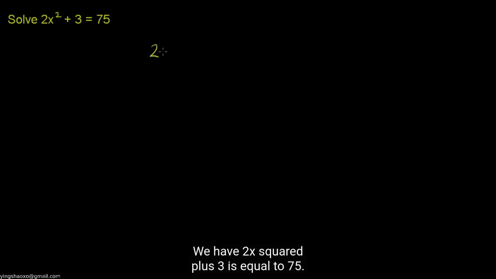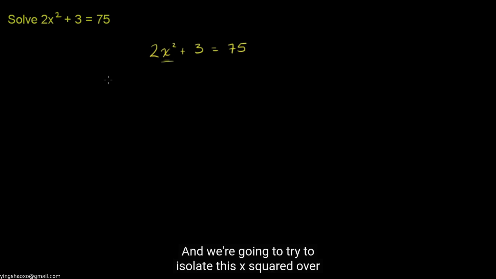So let me just rewrite it. We have 2x squared plus 3 is equal to 75. I'm going to try to isolate this x squared over here.